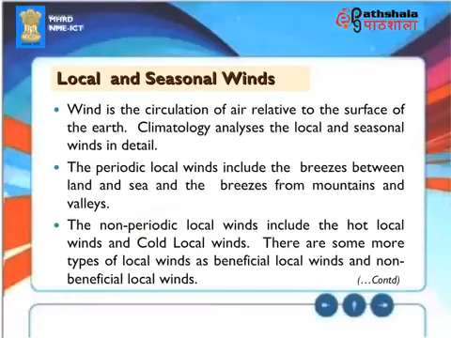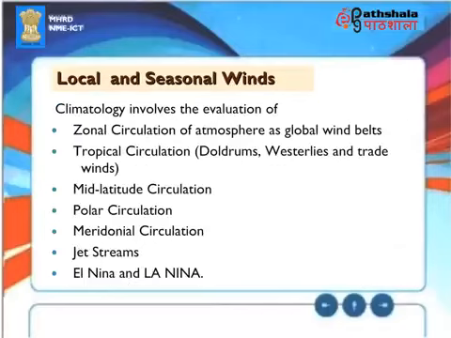Local and seasonal winds. Wind is the circulation of air relative to the surface of the earth. Climatology analyzes the local and seasonal winds in detail. The periodic local winds include the breezes between land and sea and the breezes from mountains and valleys. The non-periodic local winds include the hot local winds and cold local winds. There are some more types of local winds as beneficial local winds and non-beneficial local winds.